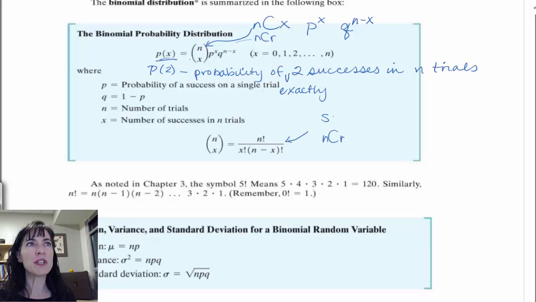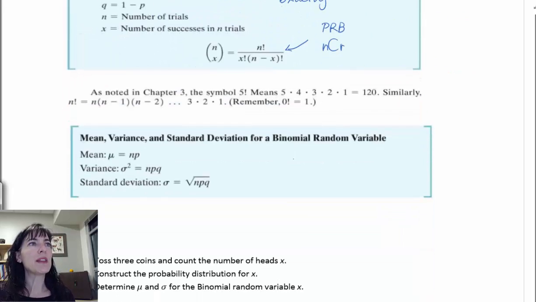You might need to push the probability button first and then choose it from the menu, or you might just have an nCr on your calculator. And I think if you need to do it by hand, remember you have the 5 factorial, meaning 5 times 4 times 3 times 2 times 1.